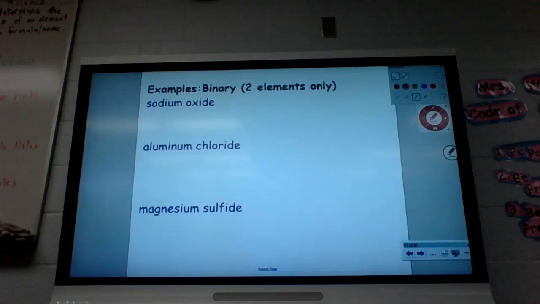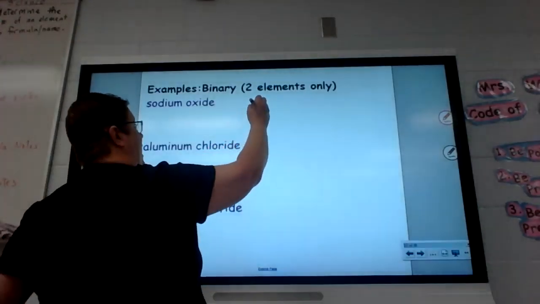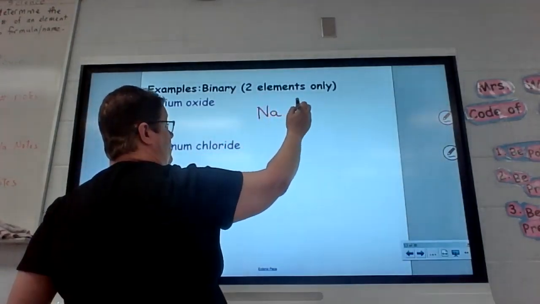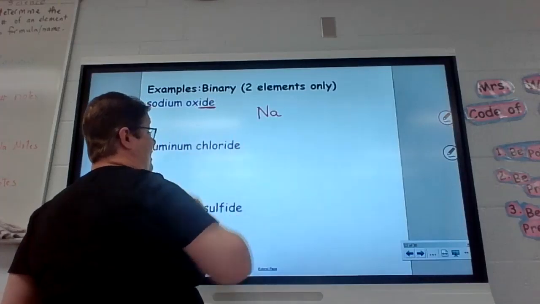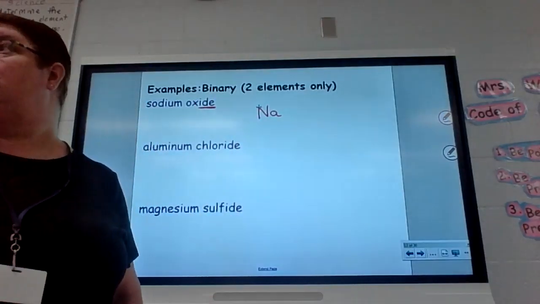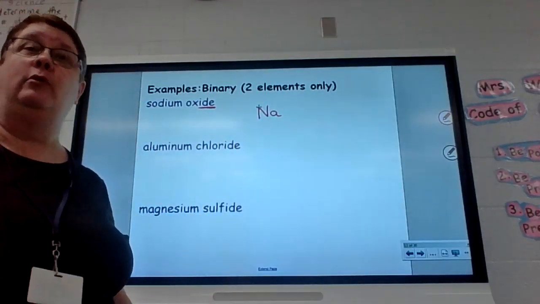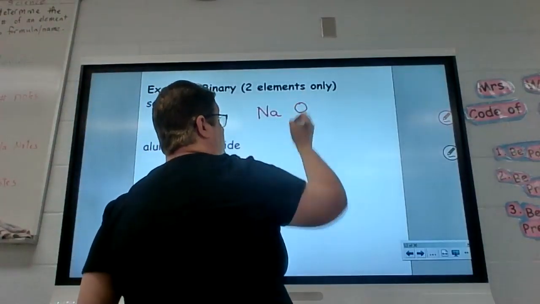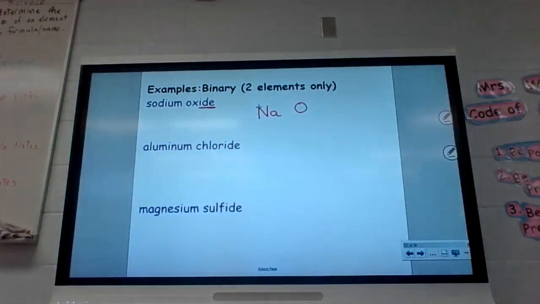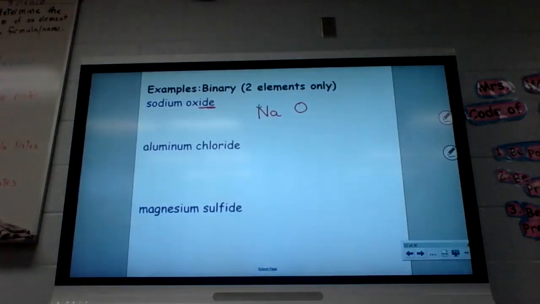All right, so what is Na's symbol? Sodium. Okay, so we write Na. What is oxide's symbol? Doesn't matter that it's ide. It's oxygen. So what's its symbol? Okay, everybody good with the symbols? All right, this is why we learned how to tell oxidation numbers a while ago.